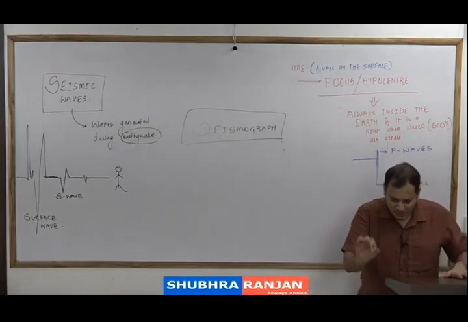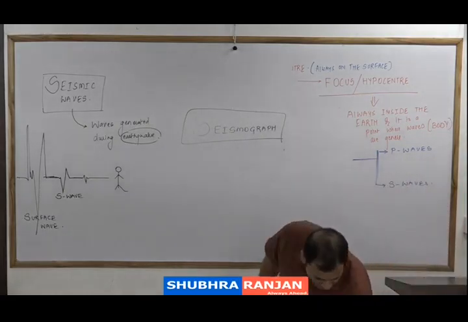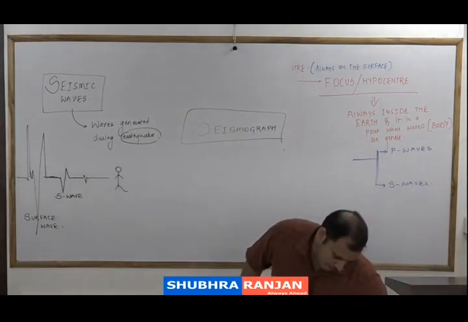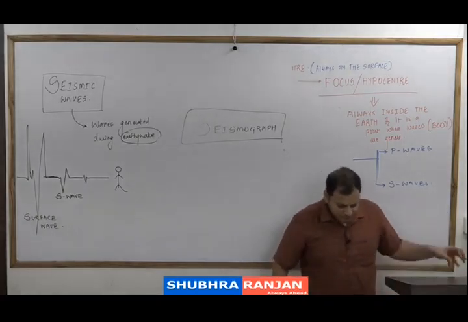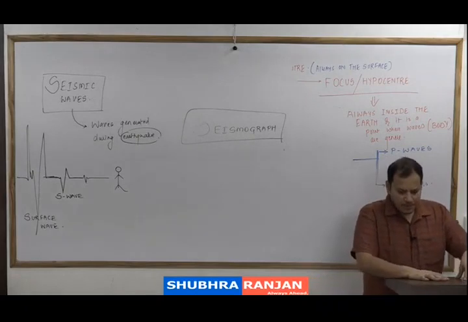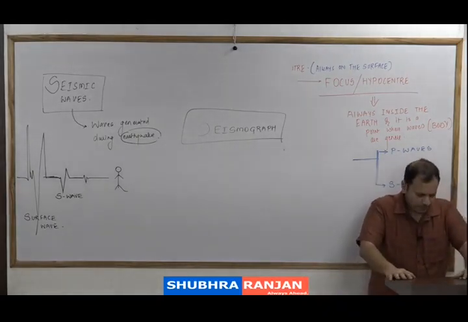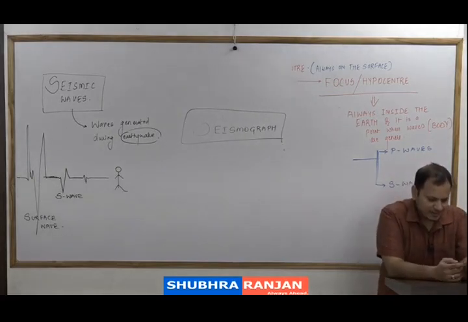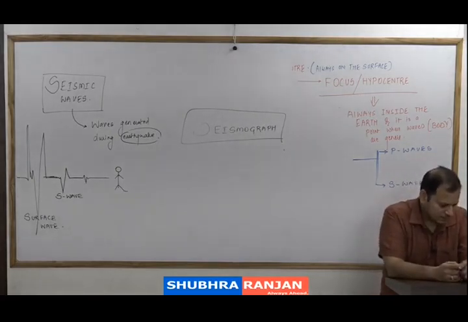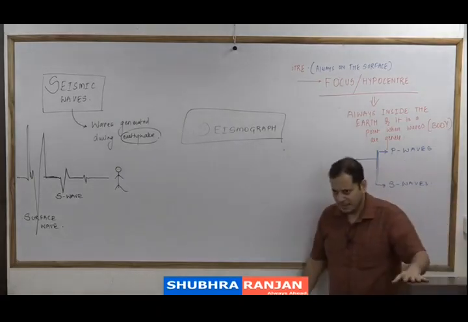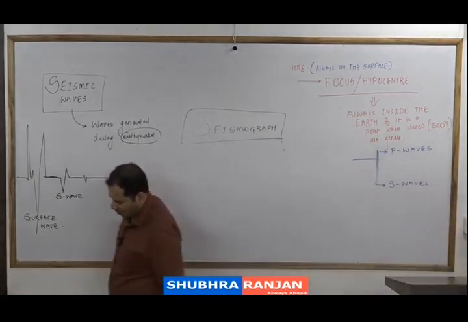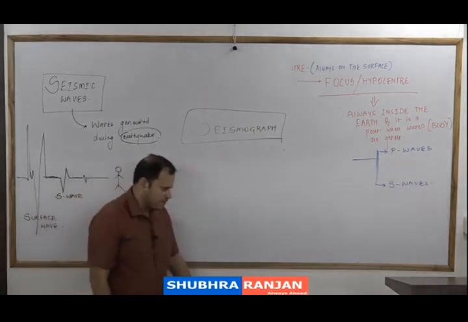So with this you take down: the speed of P waves is greater in the denser medium.